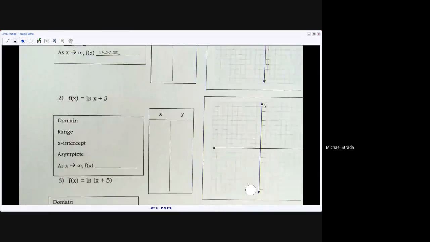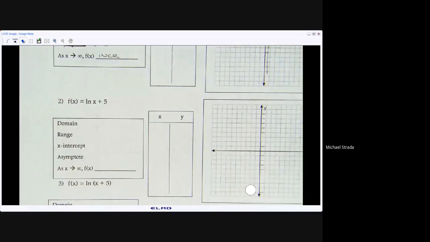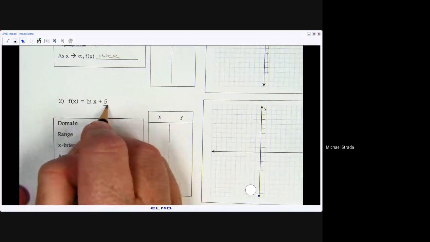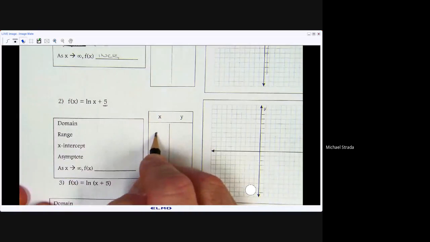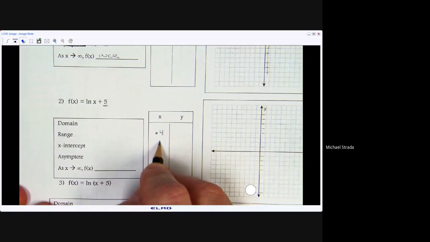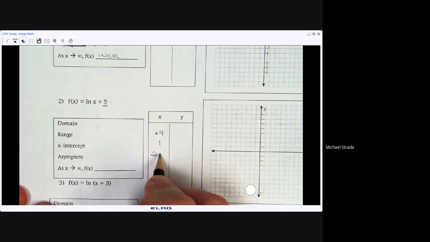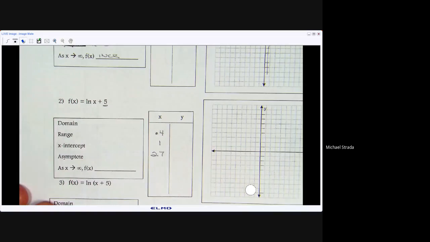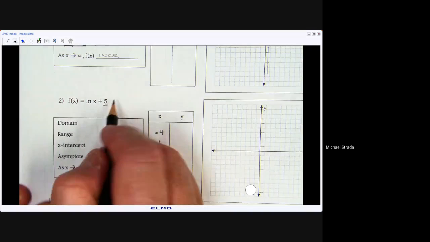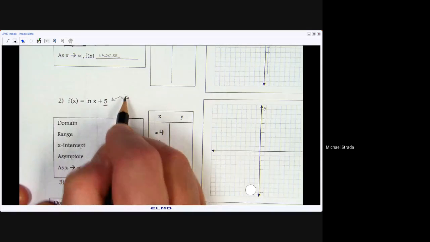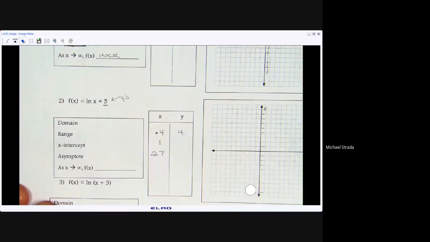When I do f of x equals the natural log of x plus 5. All right. The plus 5, remember, there's no parentheses. So these values remain the same, 0.4, 1, and 2.7. The difference is, recall, I'm adding 5 to the y's because there's no parentheses. So the negative 1 becomes 4. The 0 from the original becomes 5. And the 1 becomes 6.